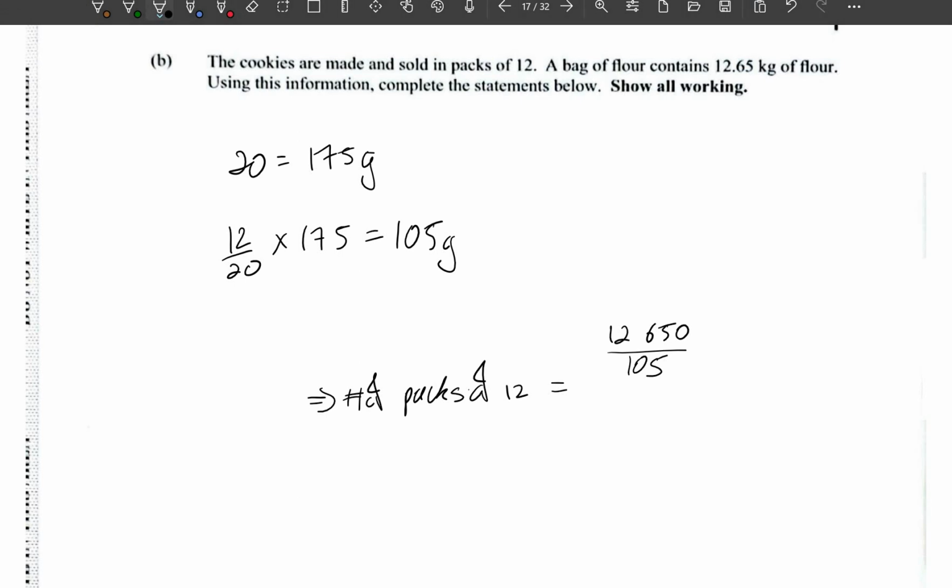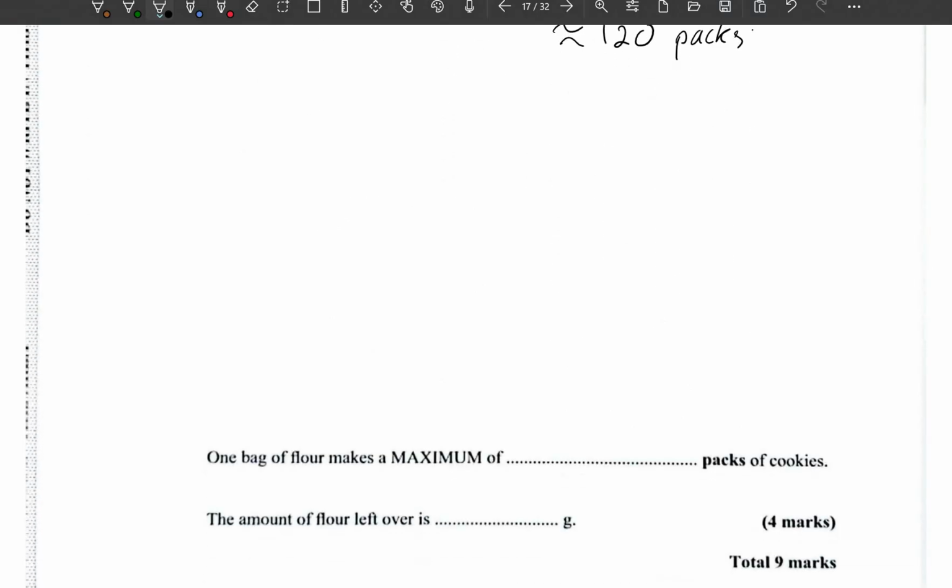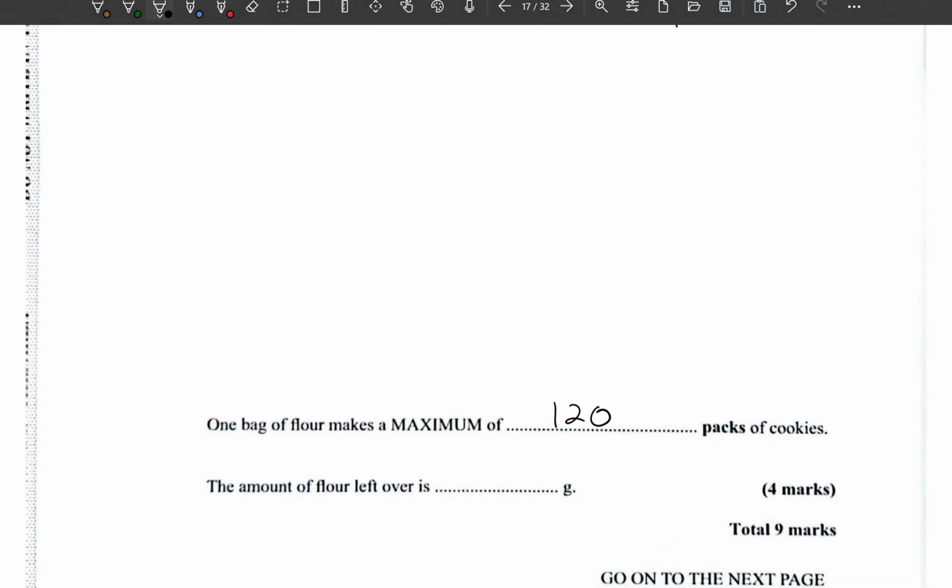And that gave 120.48 packs. Now we can't have 0.48 of a pack, so that would be 120 packs we can make comfortably with the bag of flour. Right, so that's 120 packs.